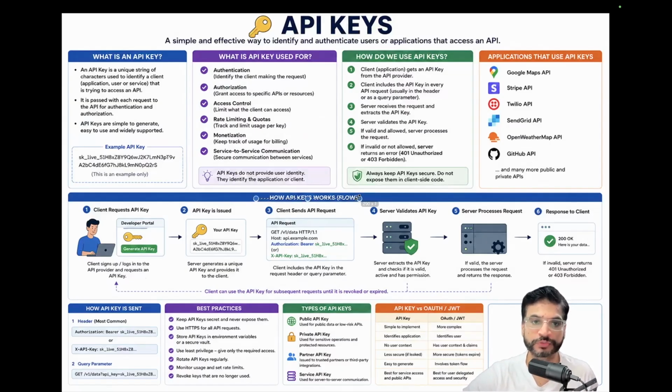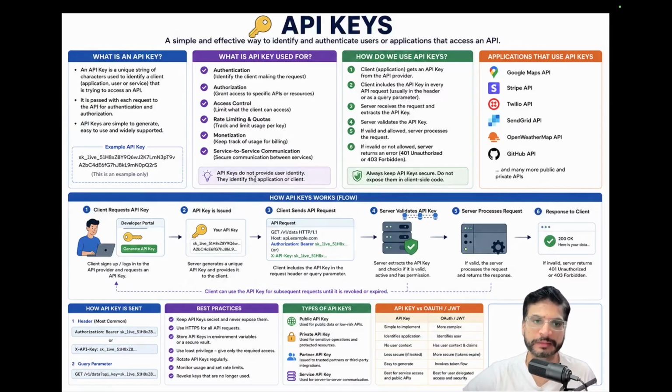Now, how do API keys work? Basically, the client signs up or logs in to the API, and then sends the request. In the request itself, you send the API key. The client sends the API request with the API key, and the server validates it. The API provider validates it, so everything is going on in the backend. And then the server processes the request and responds back to the client.